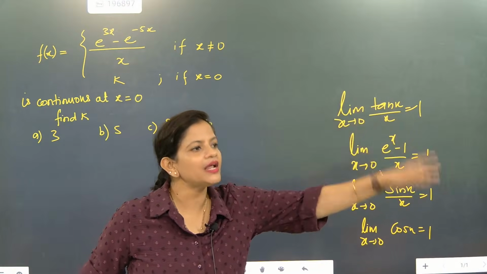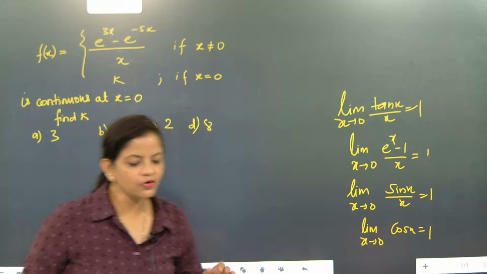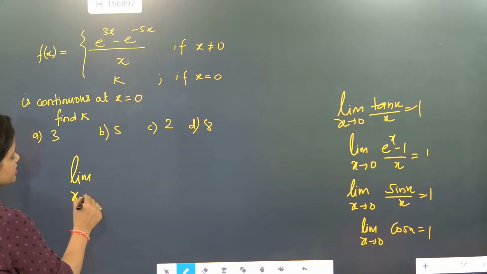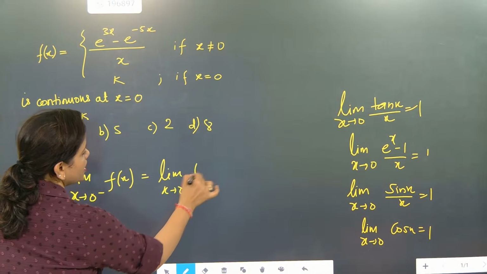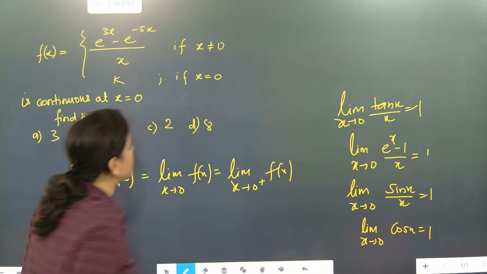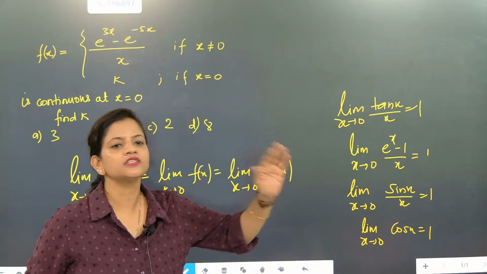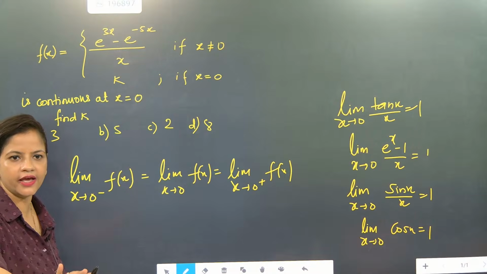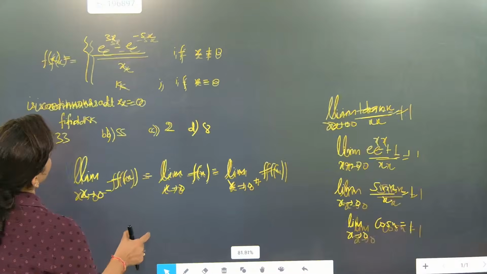That means the left hand limit and right hand limit both are the same, and that will be equal to the center value. So if somebody tells you to solve this question, what are we going to do? Limit x tends to 0 minus f of x is equal to limit x tends to 0 f of x is equal to limit x tends to 0 plus f of x. So that is left, center and right. All three values are supposed to be the same if it is continuous. This is the basic rule for continuity. I hope everybody is understanding.